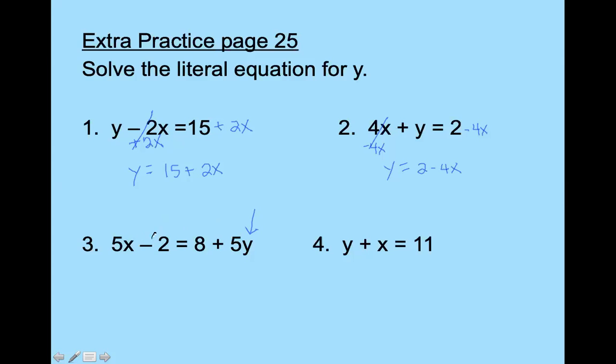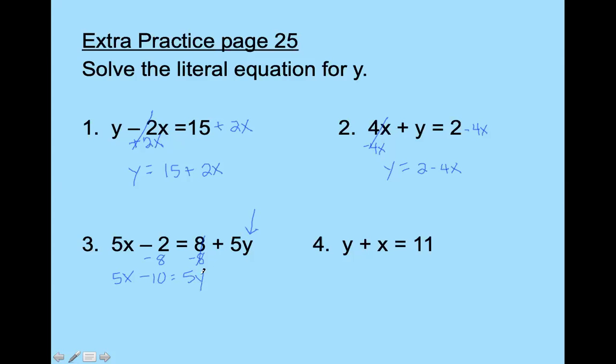So I look, are there any parentheses? No. Are there any like terms over here I can combine? No. But I can subtract 8 from the right. And this time I'm going to write it below the 2. Those are like terms. I can combine -2 and -8. So I'm going to do that. These 8's cancel. I'm going to bring down what I have. I have 5x. -2 minus 8 is -10 equals 5y.